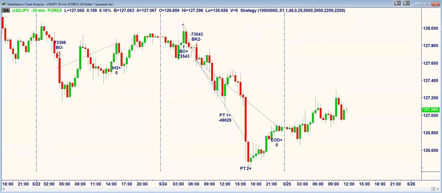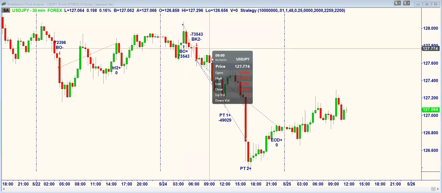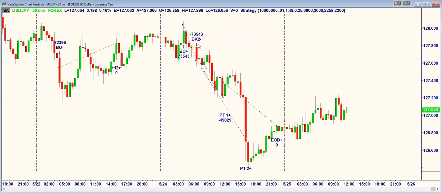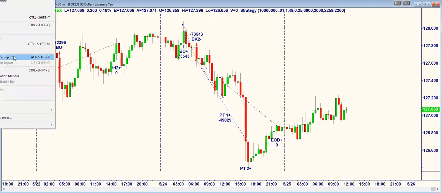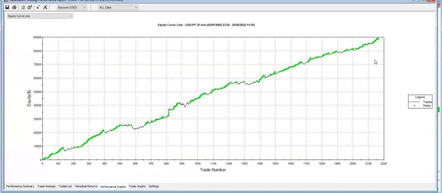On to dollar yen. Yesterday had a good day. Started off a little bit on a losing track, bought the breakout here, but then got stopped out and then went short, and then boom, PT1, PT2, and then exited at the close of the day. So yesterday turned out quite well after the initial small hit.